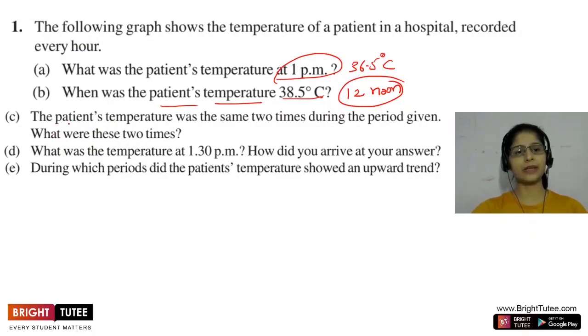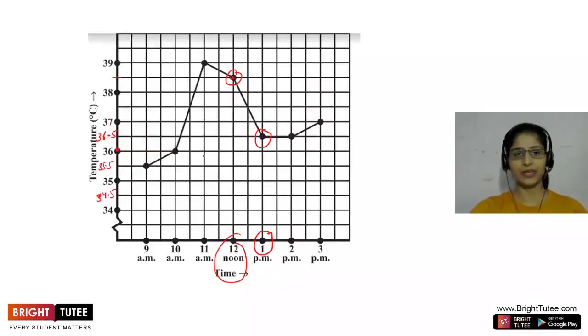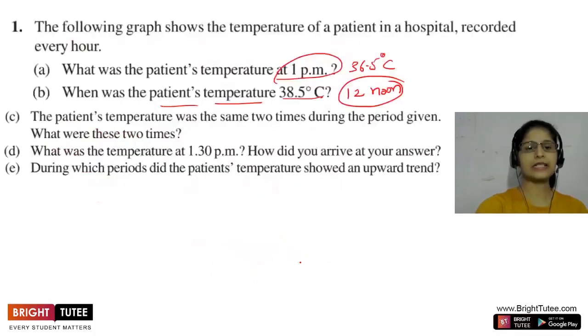Now the next is, the patient's temperature was the same 2 times during the period given. What were these 2 times? So let's see which 2 are same. So if we see here, at this time and this time the temperature is same, that means at 1 p.m. and at 2 p.m. the temperature was 36.5, right? What was the temperature? 36.5 degrees Celsius from 1 p.m. to 2 p.m. Okay.